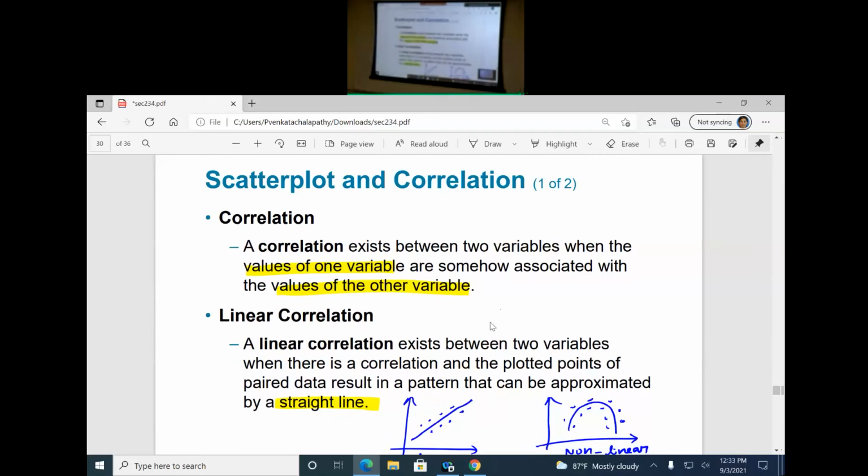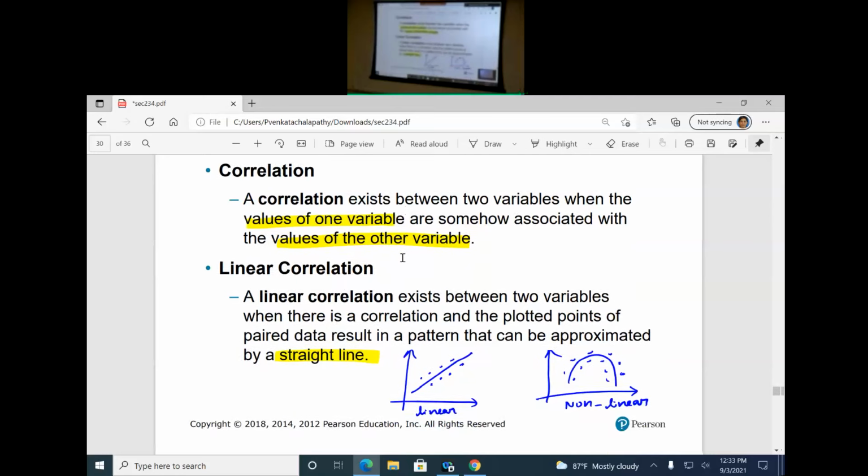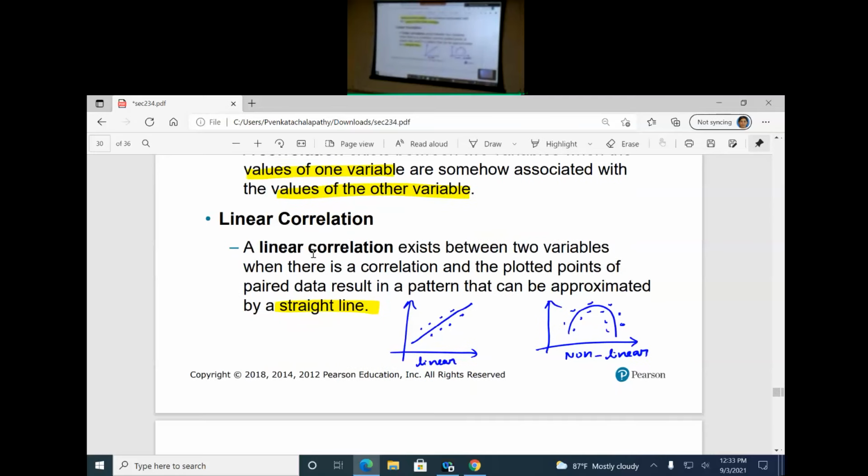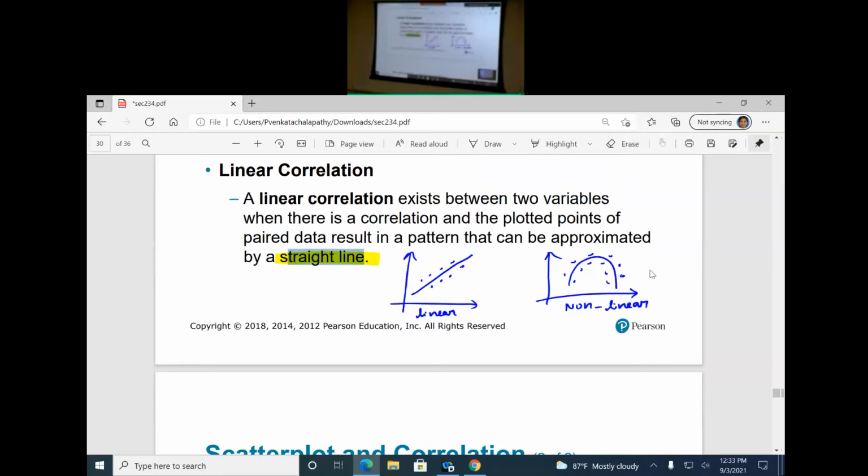What is a correlation? Correlation is something which exists between two variables when the values of one variable are somehow connected to the values of the other variable. If one variable's values are connected somehow to the other's, then we say there is a correlation. And if you can draw that correlation as a straight line, we call that linear correlation.